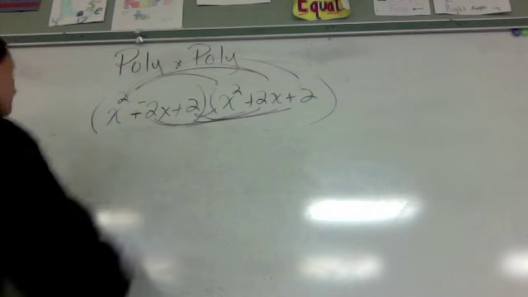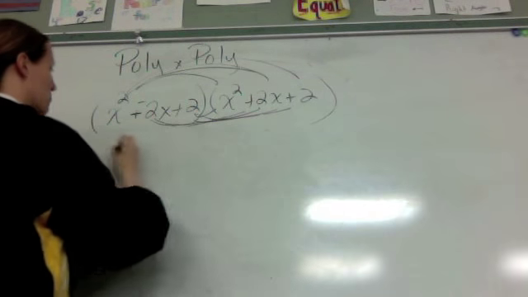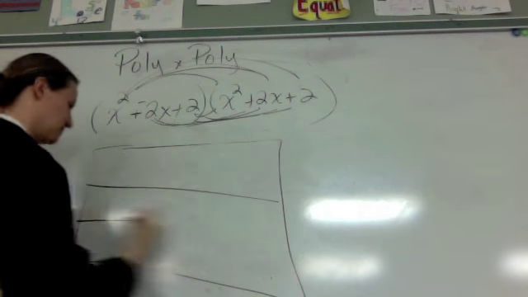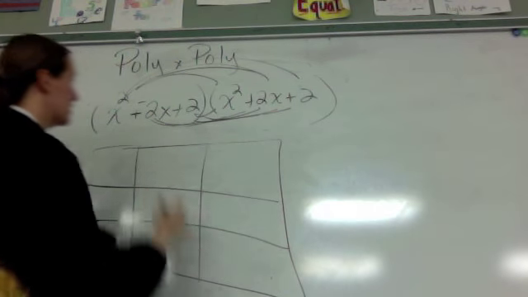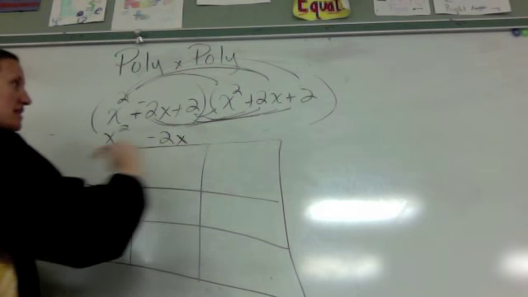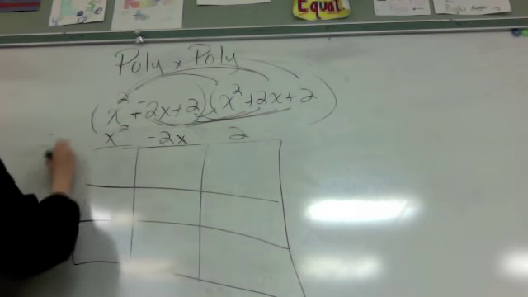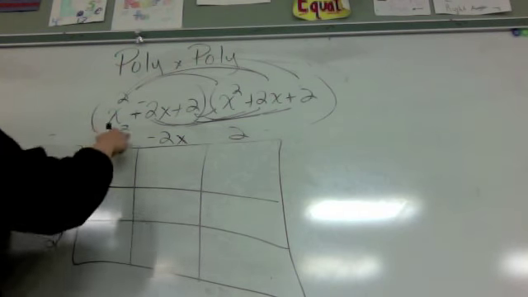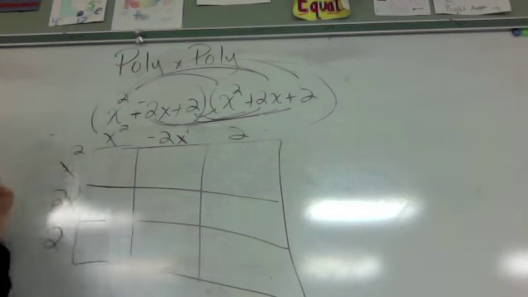So for box method, my box is now going to have to be 3 by 3 because I have a 3 term by a 3 term. Okay, so my terms are x squared, negative 2x, make sure you understand that that's negative, and then a 2, x squared, 2x, and 2. Again, we're going to multiply to fill in each box. Again, these exponents are 1.